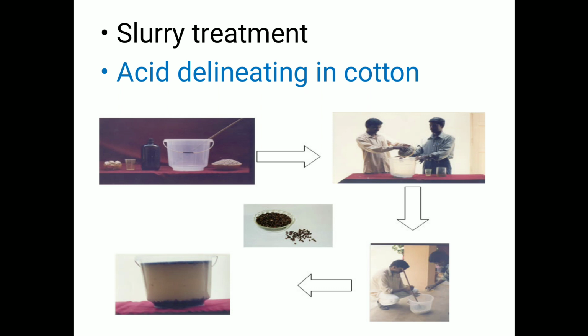Then the last one is acid delinting in cotton. Why do we use acid in cotton? Because cotton has fuzz, which is a genetic characteristic of cotton seed. Fuzz is a hairy or whitish growth observed on the outer surface of the cotton seed. When such fuzzy seeds are used for sowing, germination does not take place properly. So to avoid that, we use acid delinting in cotton for better germination and to break down the hard seed coat of cotton.